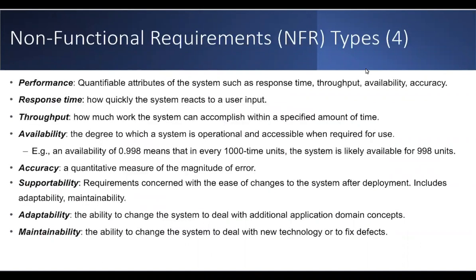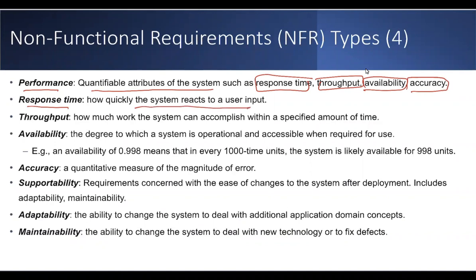Another non-functional requirement that we see a lot in different requirement documents includes performance measures that define those quantifiable attributes of the system, like the response time of the system, the throughput of the system, the availability of the system, and even the accuracy of the system. What is response time? Response time means how quickly the system reacts to the user input. What is the throughput of a system? It's how much work the system can accomplish within a specific amount of time.